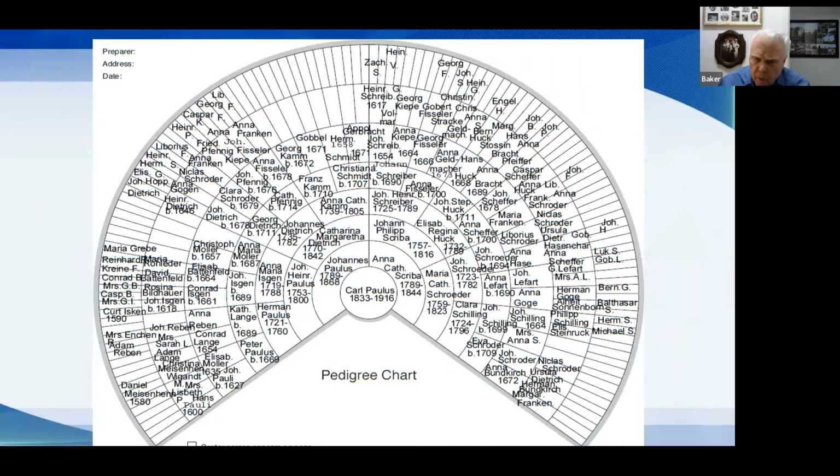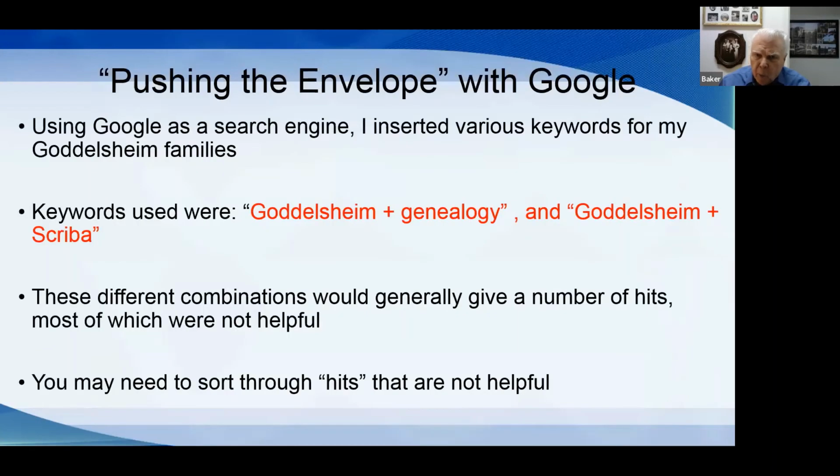This is my great-grandfather, Carl Paulus, at the center of this, who came to America in the 1850s, and this is all his relatives. See, this goes back a good ways, back to the 1600s. But I'm wondering, does anybody know anything more? So I'm going to go to Google and use it as a search engine. I'm going to use words like Gottelsheim plus genealogy, Gottelsheim plus Scriba, that's one of my families there. And so I use different combinations of key words.